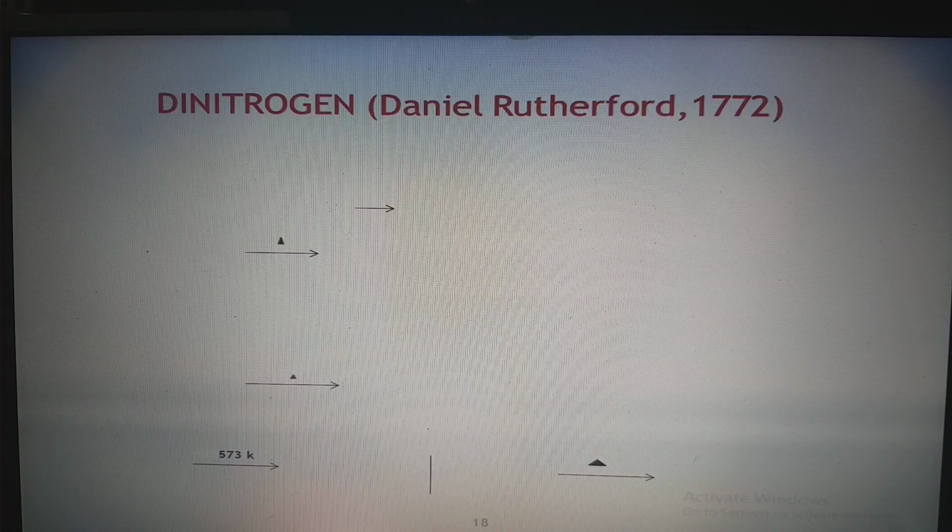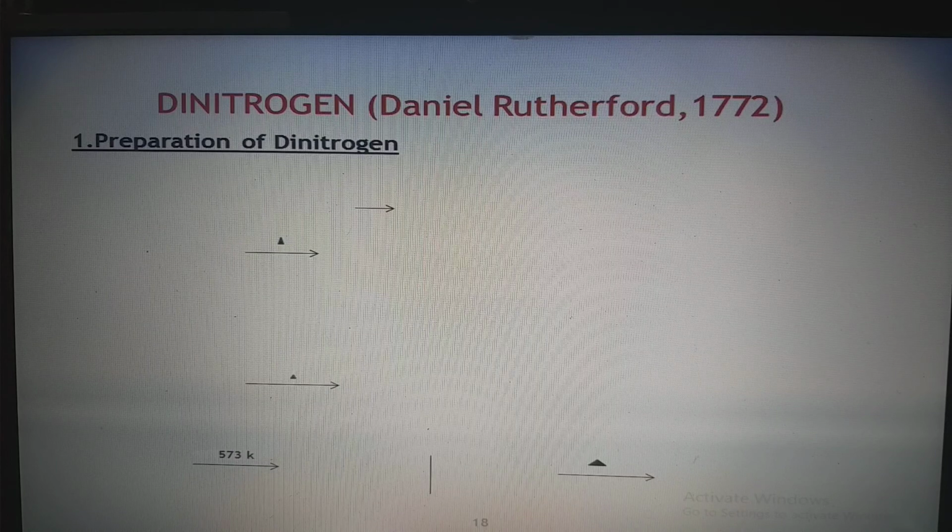Dinitrogen. It was discovered by Daniel Rutherford in 1772. As nitrogen occurs as a diatomic molecule, it is also known as dinitrogen. In the laboratory, nitrogen can be prepared by three methods. So, let us look at the methods of preparation of nitrogen.